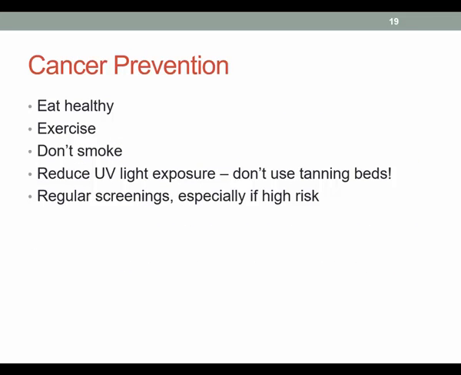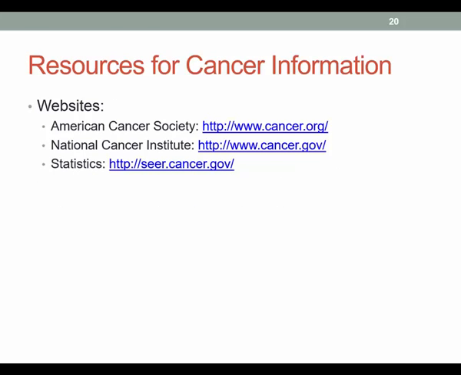So how do you prevent cancer? And to some extent, you can't. But eat healthy, exercise, don't smoke, avoid getting those tans, and get regular screenings. Early detection generally has a better outcome when it comes to cancer. If you want some more information, there's some really good websites here listed from the American Cancer Society, the National Cancer Institute, and cancer.gov.